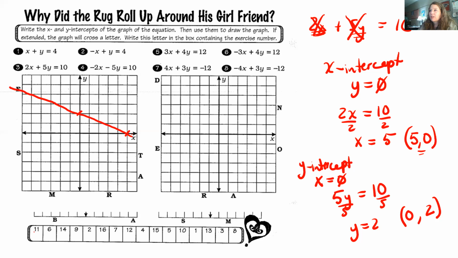Okie doke. All right, we'll do one more, you guys. What else can we do? So the first one had a negative slope. No, it didn't.